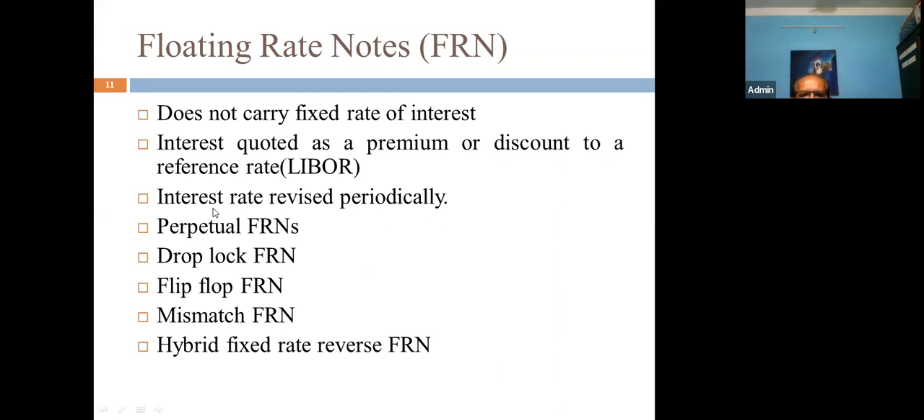The third one is that the interest rate is revised periodically. This is the specialty of FRN. Every 6 months or 1 year, interest rates are revised periodically. They will define the period, either 6 months, a quarter, or maybe 1 year. But rates are revised. These are the types of floating rate notes: perpetual, drop lock FRN, flip flop FRN, mismatch FRN, hybrid fixed rate, reverse FRN. These are the different types of FRN. So this was about floating rate notes.